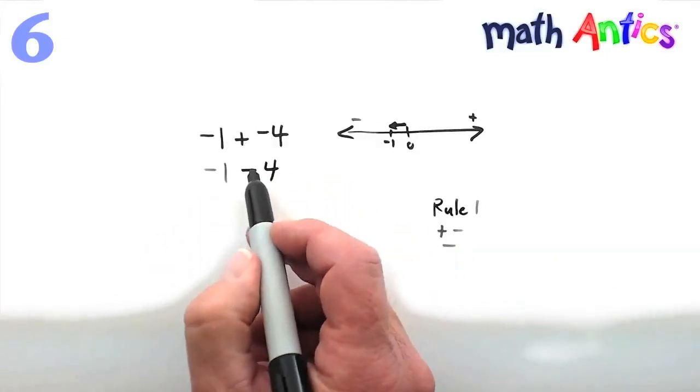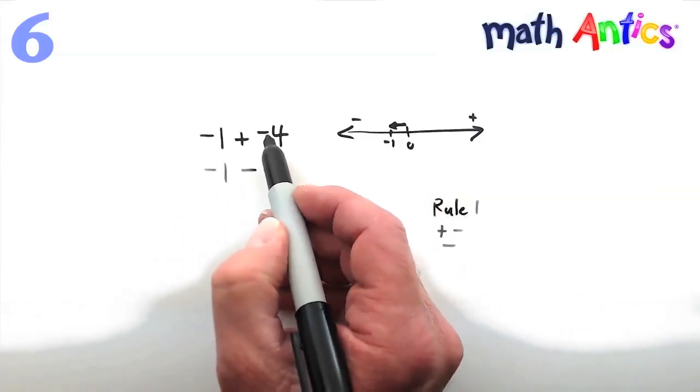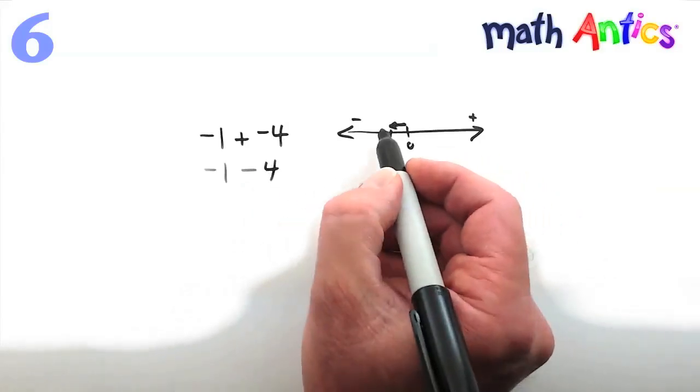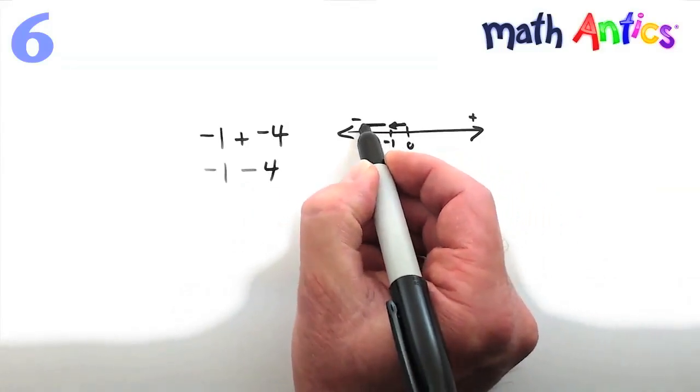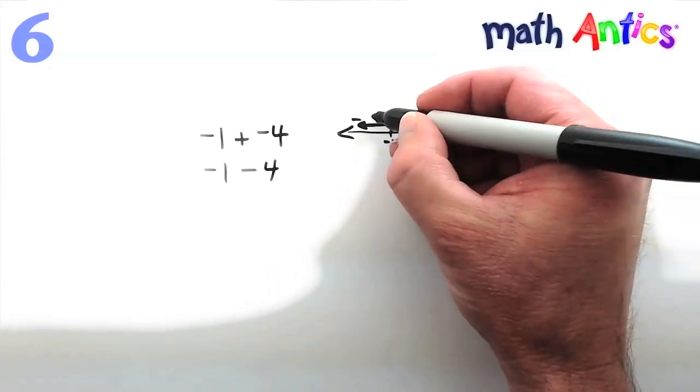And either way it's written, what we're doing is we're starting with a negative number here, and we're making it more negative. We're adding a negative 4 or we're subtracting 4. Both of those are the same, and they mean we're going further down the negative side of the number line by a value of 4.